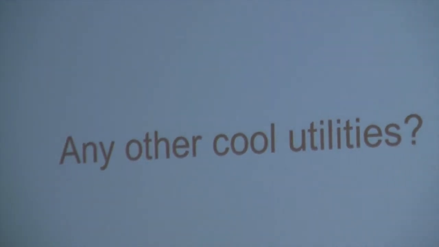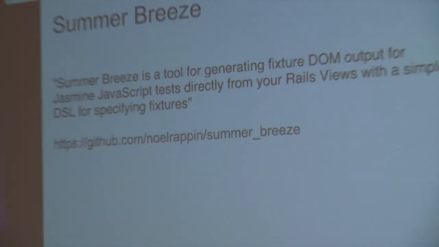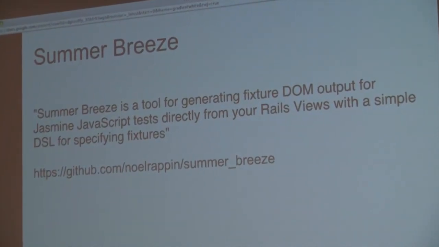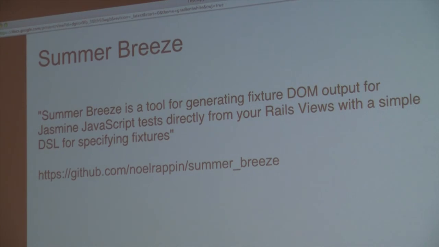Other cool utilities that I've noticed: Summer Breeze. This is by Noel Rappin, I'm probably pronouncing his name wrong. Chicago Optiva developer. He's the guy who wrote the Rails Test Prescriptions book. Basically what this does, if you recall before, I had that fixtures folder where I had to say, hey, use this DOM, use this HTML to test.